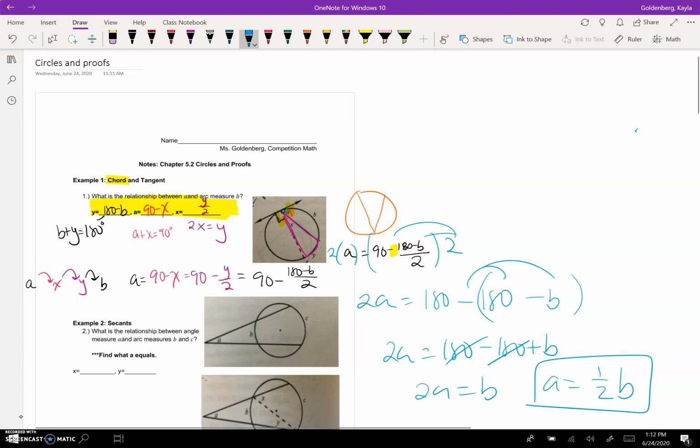B is double a. So if you look at the picture, what they're saying is that whatever a's angle measure is, it's going to be half of whatever b is. B is taking a and doubling it to get that angle measure. And that seems logical, right?